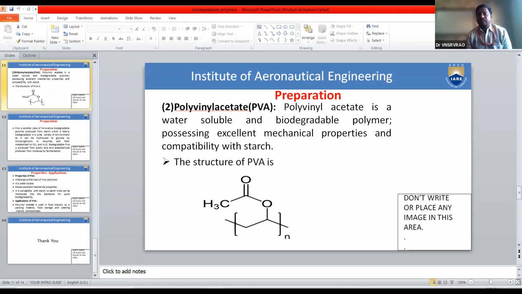And the applications of polyvinyl acetate: it is used in the food industry, such as packing material, food storage, catering, mailing, and compostable bags. Okay, so this is about the preparation, properties and applications of polyvinyl acetate.